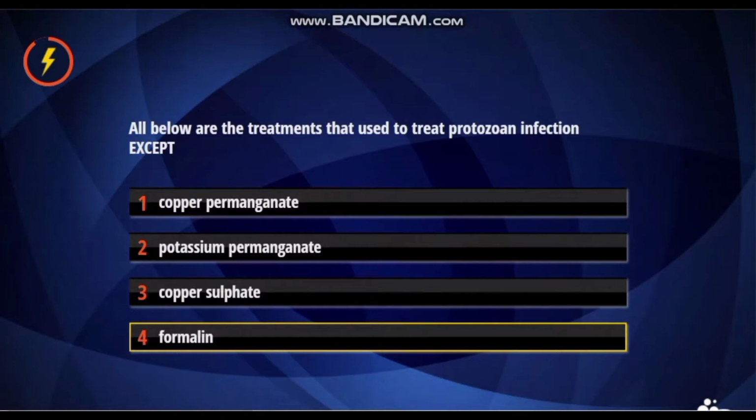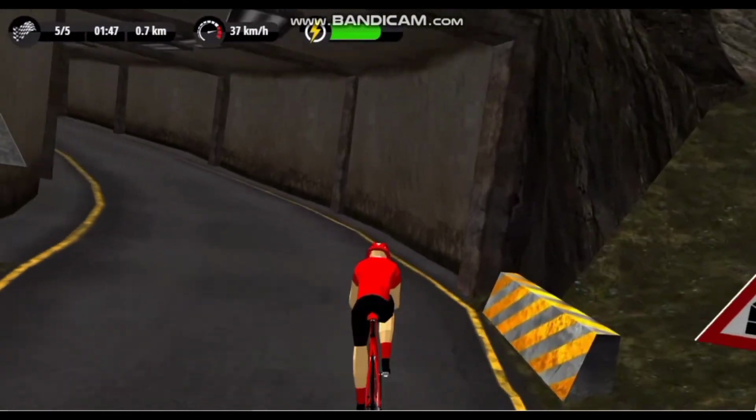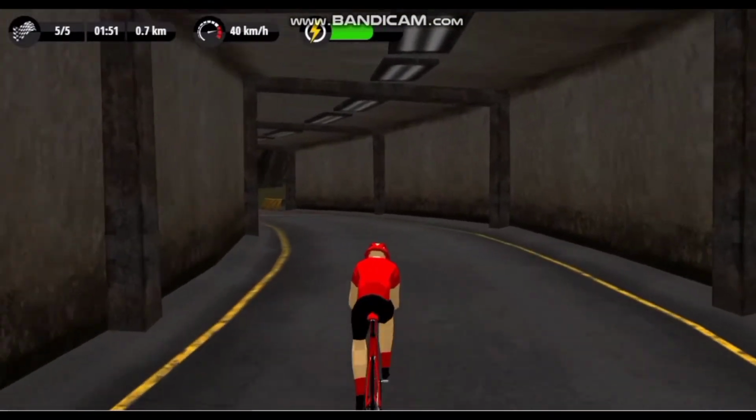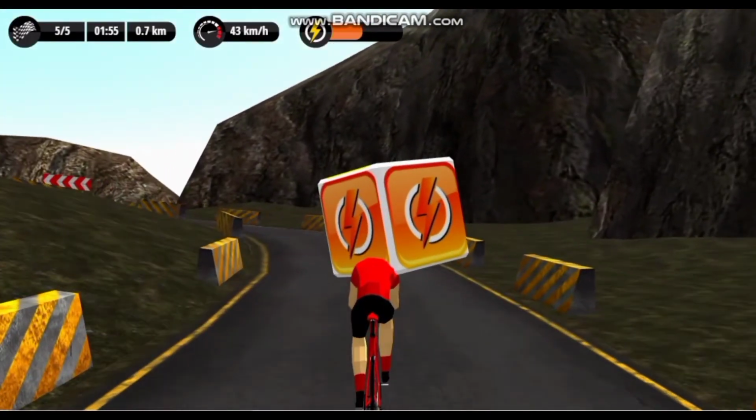Question 4. All below are treatments of protozoan infection except: 1. Copper permanganate, 2. Potassium permanganate, 3. Copper sulfate, and 4. Formalin. The answer is copper permanganate. This is because copper permanganate is not used for fish treatment. Copper can be toxic to some sensitive fish species and is highly toxic to many invertebrate species.